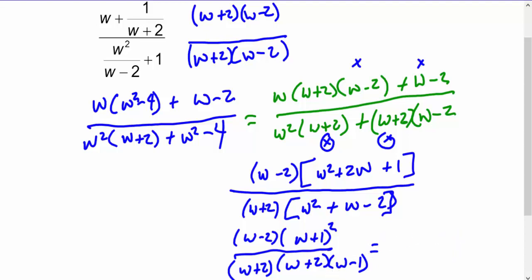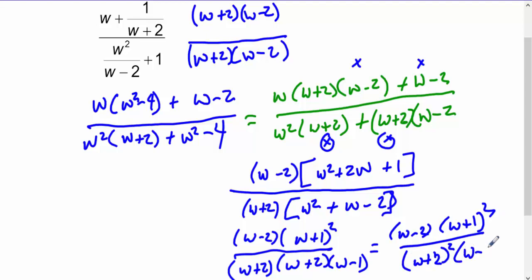However, we notice that in this case, nothing's going to reduce because I have no common terms. So I just have W minus 2 and the quantity of W plus 1 squared over W plus 2 squared and W minus 1.